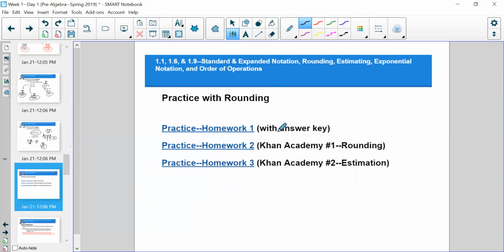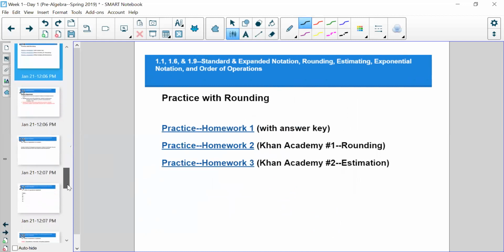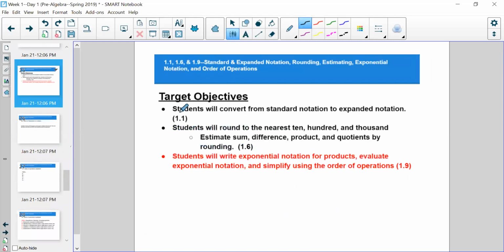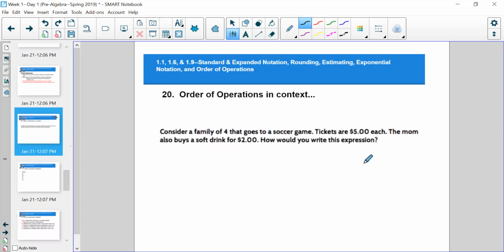So you've got your practice with estimating, and you've got some different videos that will take you through that as well. And then finally, we want to look at exponential notation and different orders of operations. So when you have something here, you've got a family of 4 that goes to a soccer game, and the tickets are $5 each, and the mom buys a $2 soft drink.